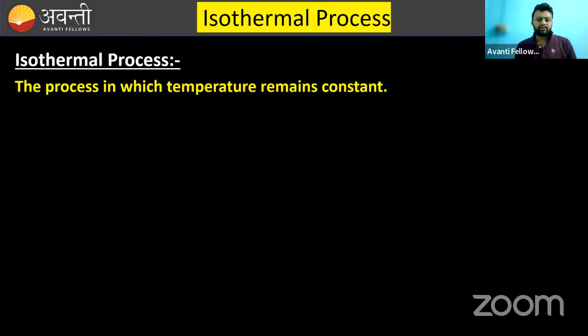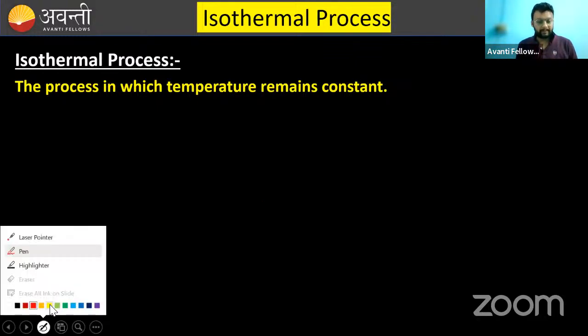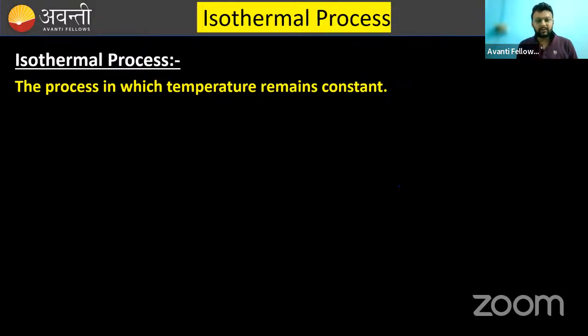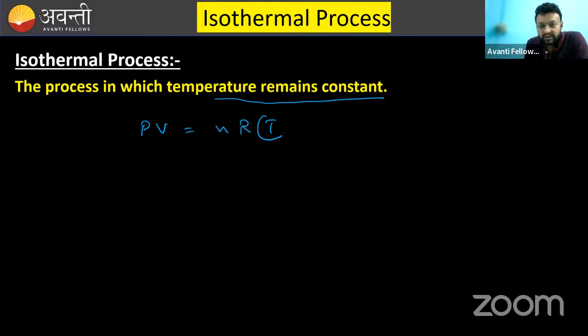Again, the isothermal process. We are doing it quickly. What is the isothermal process? The process in which temperature remains constant. Again, we can write it as PV equals nRT. If temperature is constant, n and R are also constant. n is the number of moles, R is the gas constant. So the complete RHS is constant.